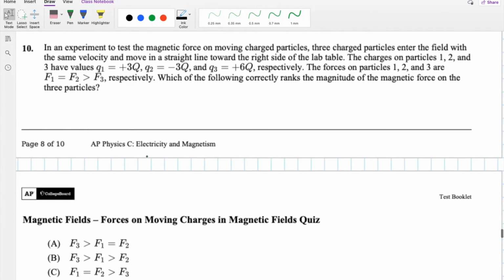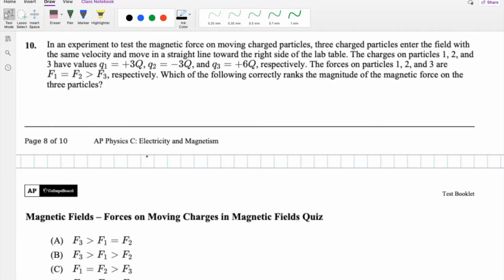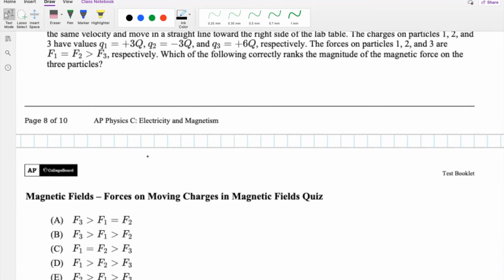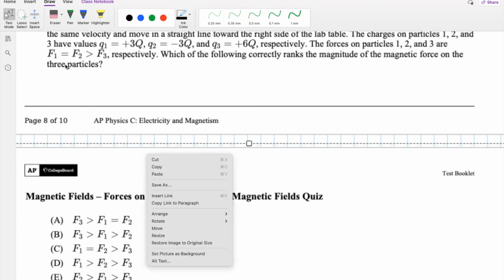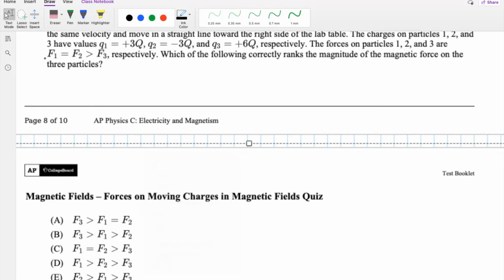I think they're moving with the same velocity and move in a straight line towards the right side of the lab table. I don't think I understand this question. Oh, wait. No, yeah, they give us a comparison. The forces on particles 1, 2, and 3 are F1 equals F2, which is greater than F3. I don't think, is that supposed to be our answer? I don't know. We'll skip this question.